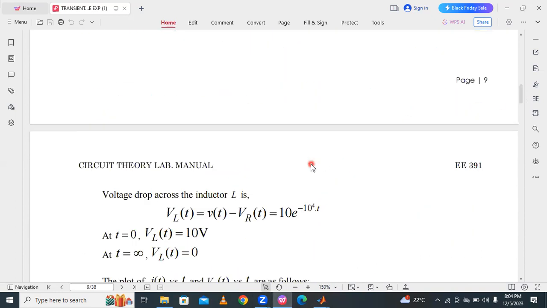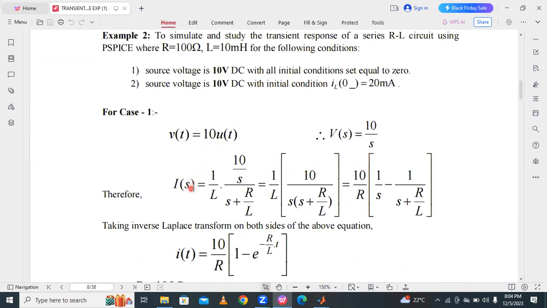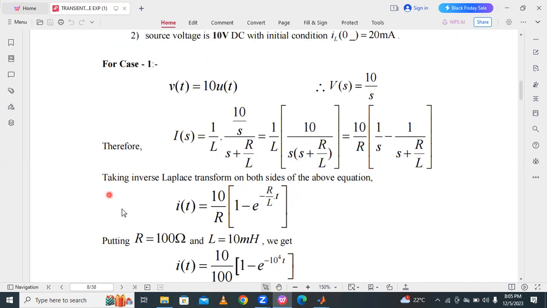For the series RL circuit, I of s is equal to 1 by L into 10 by s plus R by L, then 1 by L into 10 by s into s plus R by L. And then by substituting the values and simplifying, 10 by R, with partial fractions separated like this: 1 by s minus 1 by s plus R by L. Taking the inverse Laplace transform on both sides, I of t is equal to 10 by R.